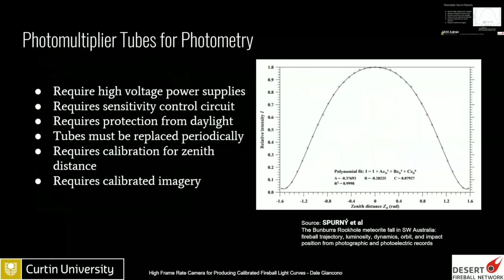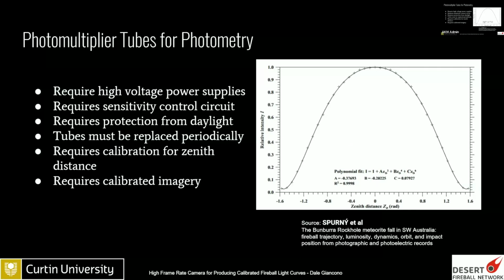There are some operational complexities when using photomultiplier tubes. They require high voltage power supplies and sensitivity control circuits to control the sensitivity of the system when a bright moon's in the sky or not in the sky. The tubes require protection from daylight and must be replaced periodically, which is pretty challenging for the Desert Fireball Network because we have a very sparse system in the middle of the desert that we don't get to service very often.